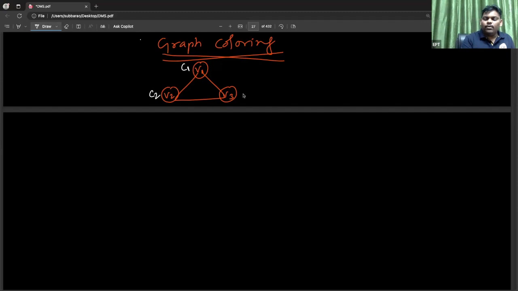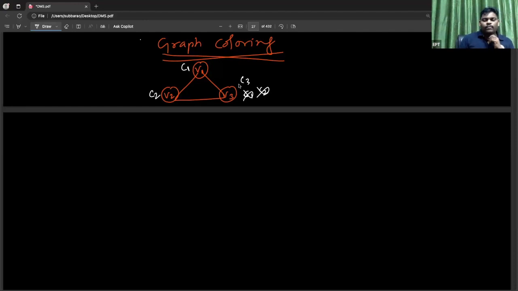Next one, can you help: V2, V3, adjacent or not? If V2 is C2, for V3 you cannot give C2. And one more thing, V1, V3 are also adjacent. If V1 is C1, you cannot give C1 here. Here you cannot give C2 because adjacent vertices already have them. I think here C3.